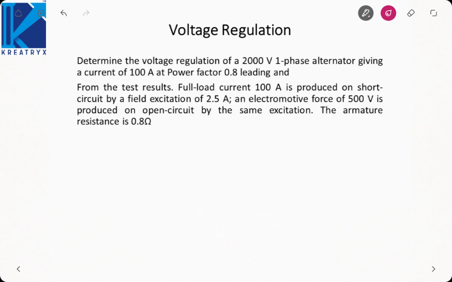Determine the voltage regulation of a 2000 volt single phase alternator. When you see single phase, it means we do not have to use any factor of √3. It is giving a current of 100 ampere at 0.8 power factor leading. From the test results, a full load current of 100 ampere is produced on short circuit by a field excitation of 2.5 ampere, which means the short circuit current is 100 ampere. An EMF of 500 volt is produced on open circuit by the same excitation. EOC is 500. From here I can calculate ZS.